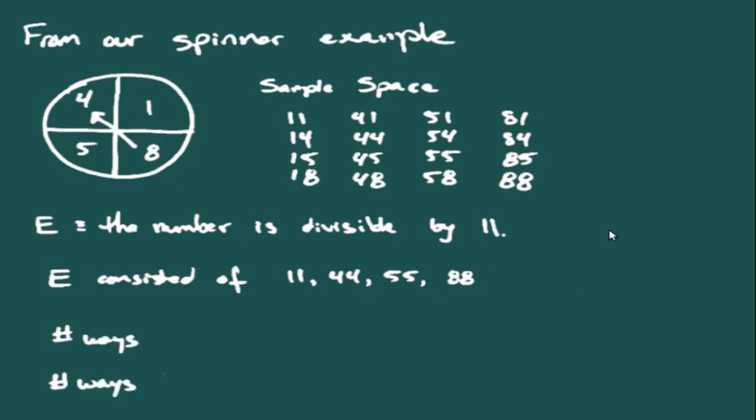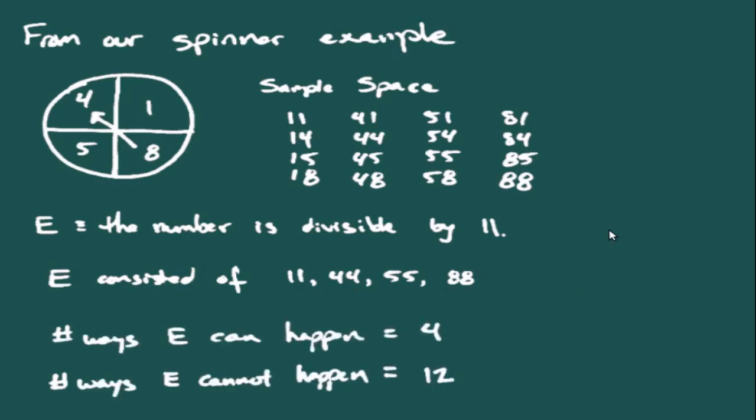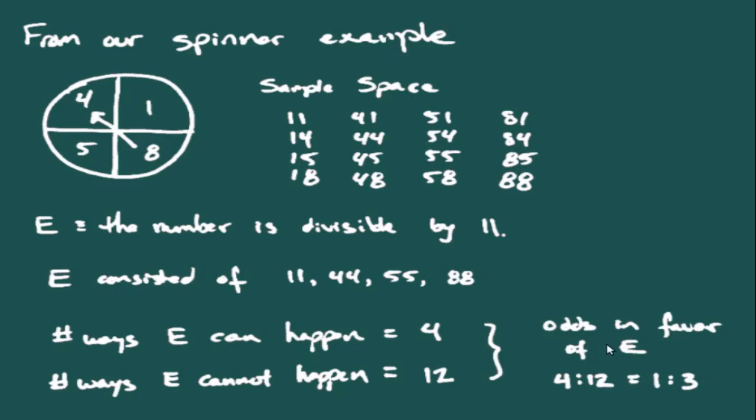Of those, the number of ways that E can happen is 4. And the number of ways that E can't happen is the remaining 12 that we have left. And so the odds in favor of E are going to be 4 to 12, or we can simplify that to 1 to 3.